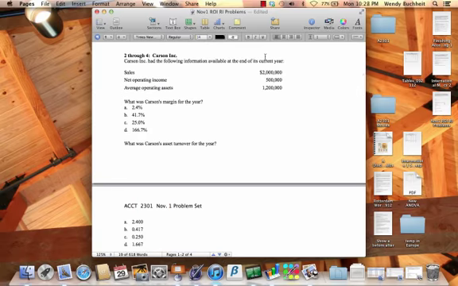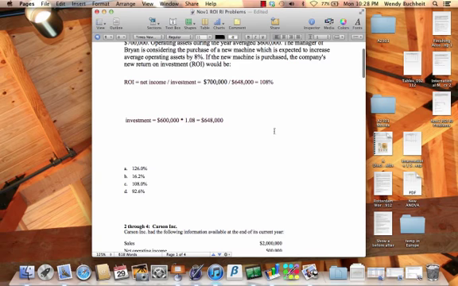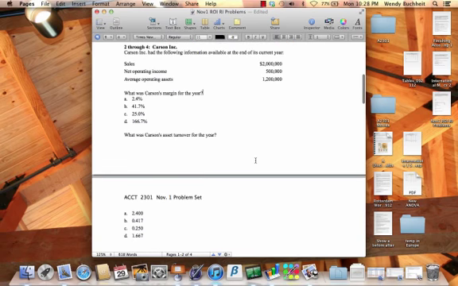Problems 2 through 4, kind of a simple ROI problem. Again, we have a company where there are sales, net operating incomes given, and average assets. The first part of the problem says, what is this company's margin for the year? All right, so that's the place where we need that decomposed formula. The margin is the first part. Margin is equal to that operating income of $500,000 divided by the sales of $2 million, or 25%, which is answer C.